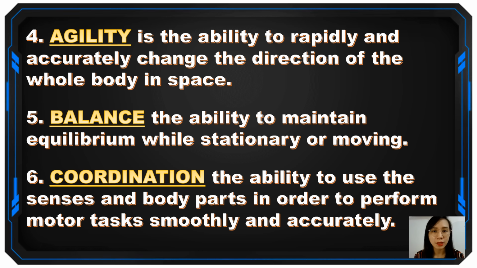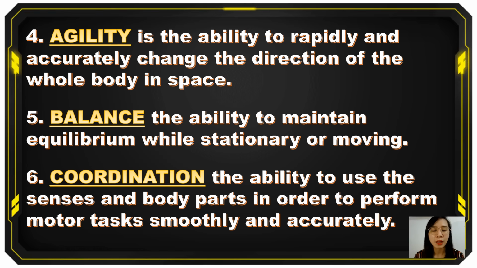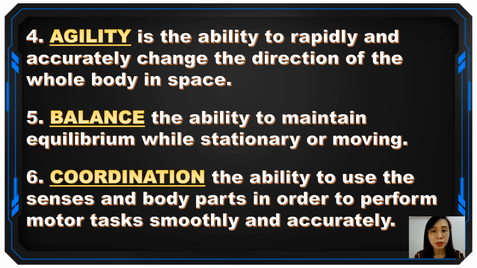Fourth is agility. This is the ability to rapidly and accurately change the direction of the whole body in space. If you have good agility, you might want to try recreational activities like badminton, table tennis, fencing, volleyball, or basketball.